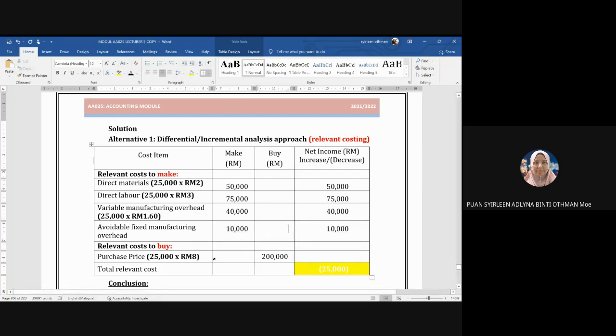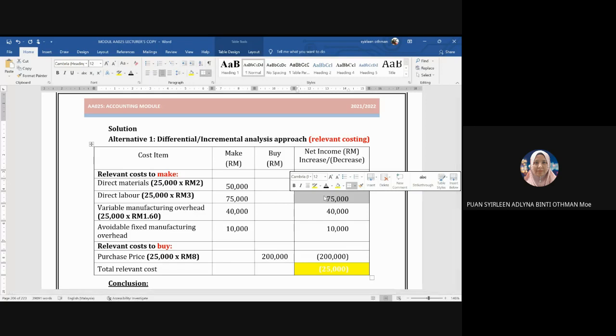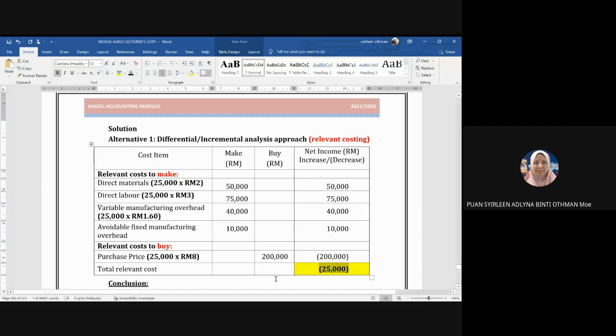Okay, how about purchase? Purchase, make kosong, tapi buy 200,000. So yang ni dia akan duduk dalam bracket with the amount of 200,000. Okay, alright. So you have 50 plus 75. Okay, 50,000 plus 75,000. Okay, plus 40,000 plus 10,000. So you dapat 175 minus 200,000. So dekat sini kita akan dapat dia punya total relevant cost is RM25,000.